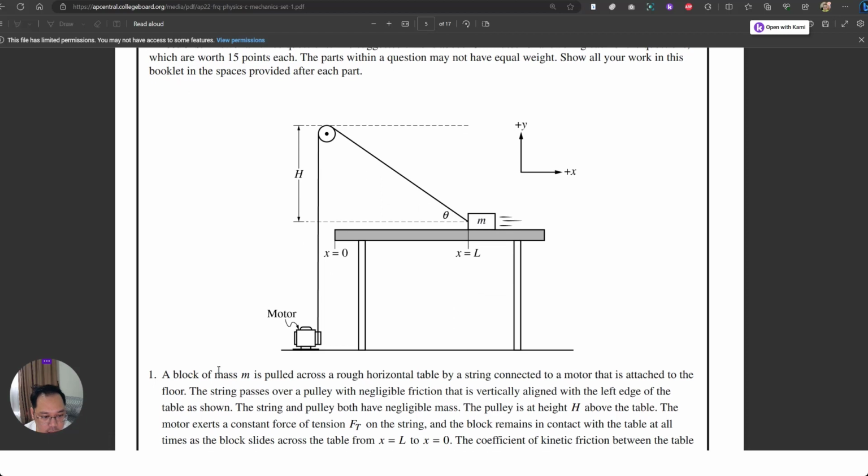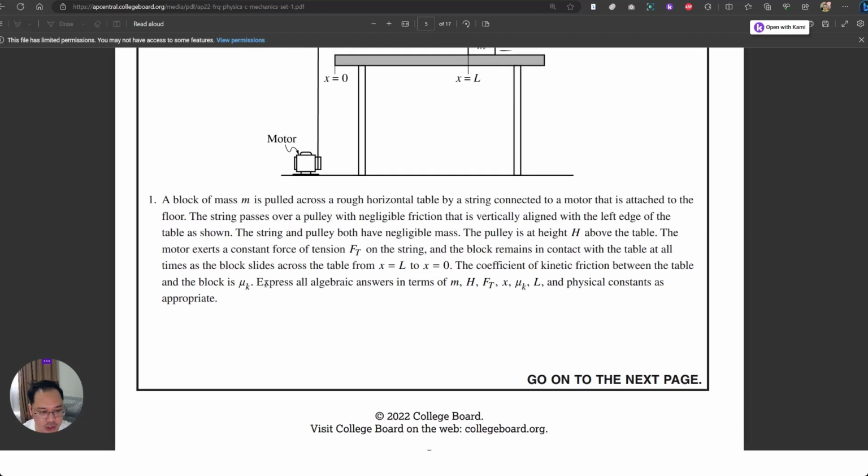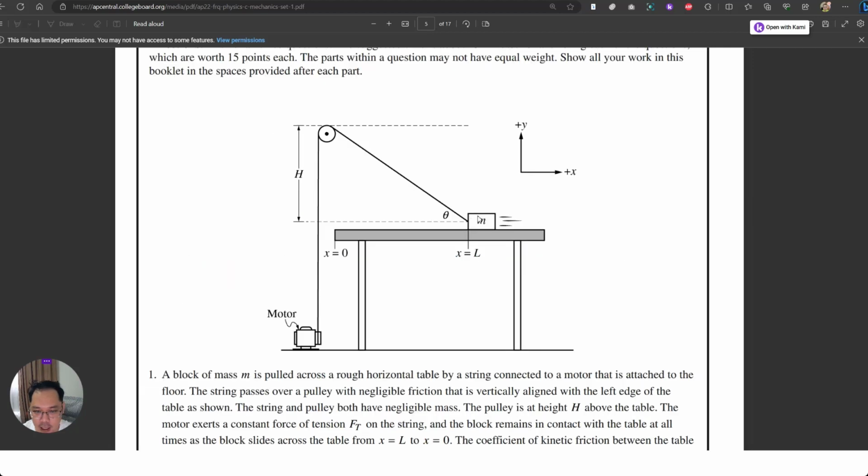We are given here an object, a block of mass m that can move on a table. Of course, there is friction on the table, and the coefficient of kinetic friction is mu k. This object is pulled by a motor, attached to the object by a string. The mass of the string is very low.